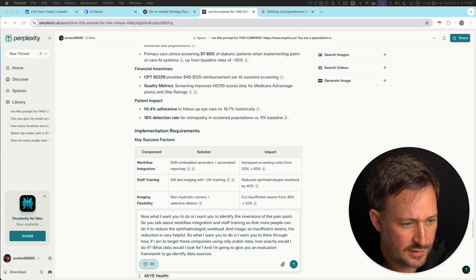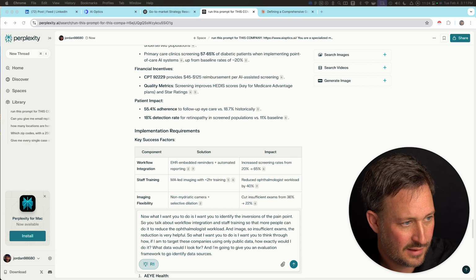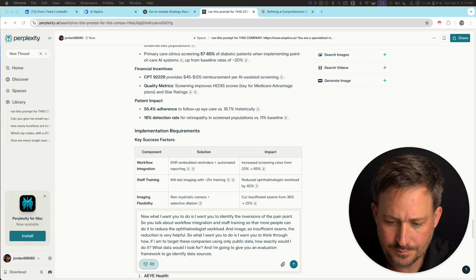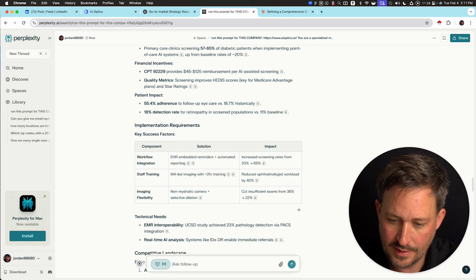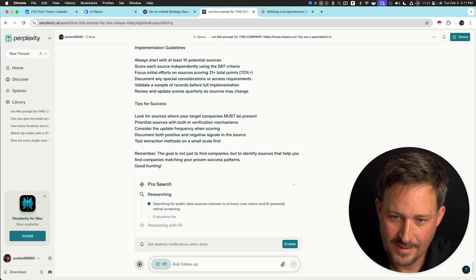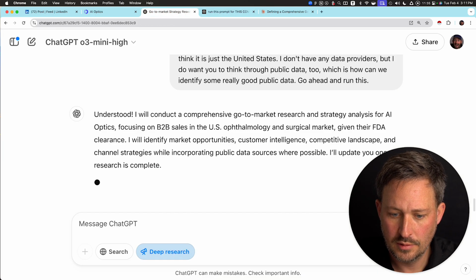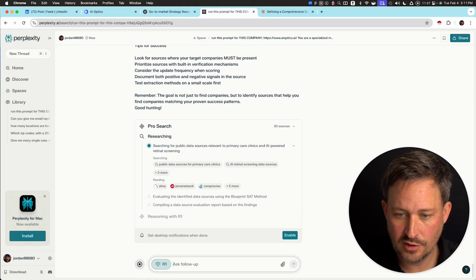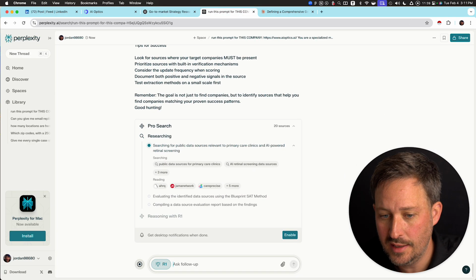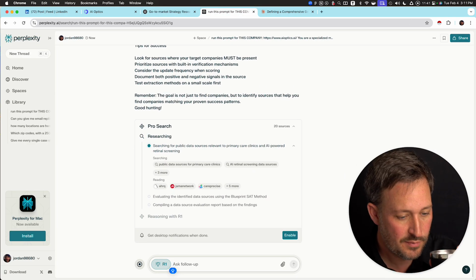All right, data sources. So let's just go grab this whole prompt. Now, you're not gonna see the full prompt here because that's the part you've got to pay for. Great. So basically, this is still working. I want it to go find really useful data sets that are the inversion of the pain points.